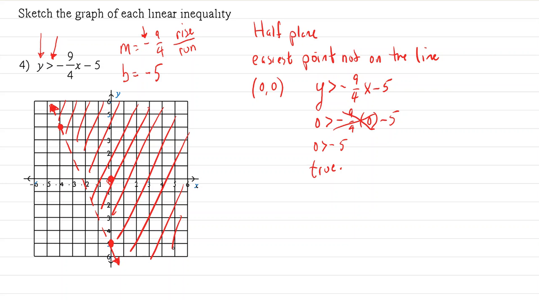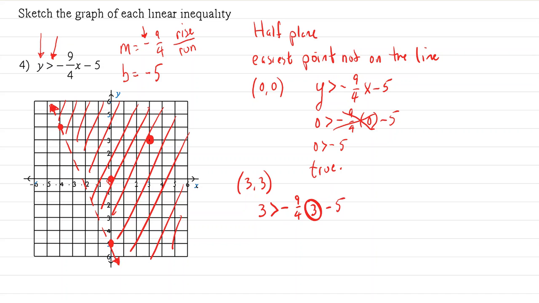What does the half plane actually state? Well, the half plane actually states that I could pick any point I want on this side of the inequality, and my statement will always be true. Just to see how it works, if I were to take this ordered pair right here, which is obviously 3, 3, and I plug it into our equation, I get 3 is bigger than negative 9/4 times 3 minus 5.